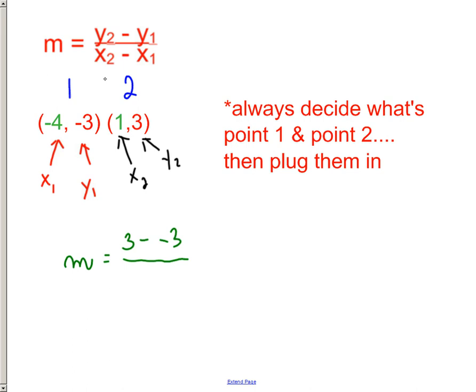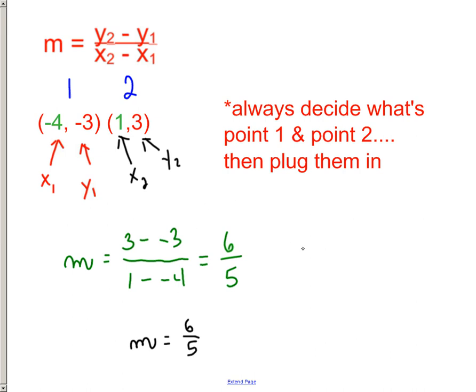Now, x2 is on the bottom, so x2 is 1, and we subtract x1, and x1 is -4. So 3 minus -3 is positive 6, and 1 minus -4 is positive 5. So my slope is 6/5.